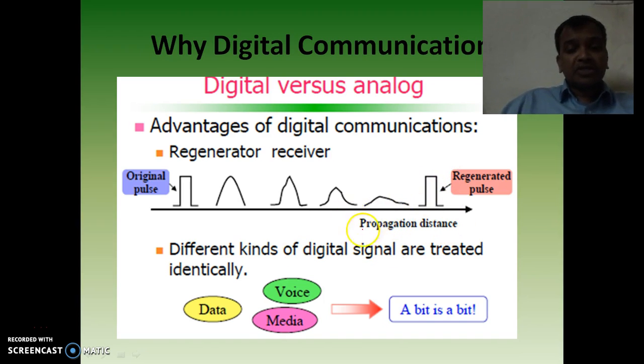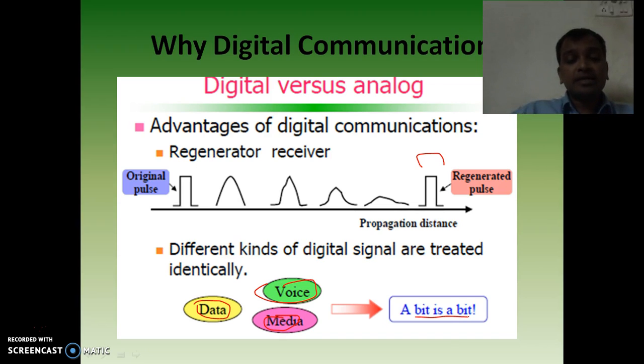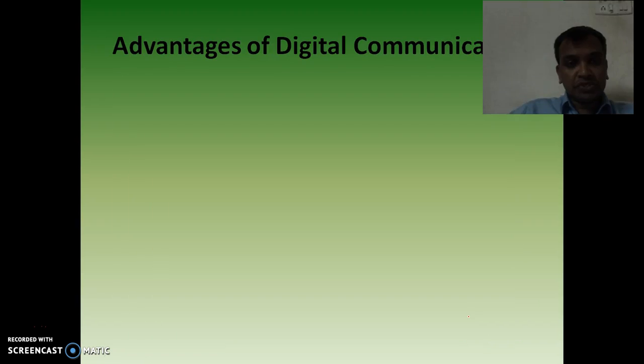And in the case of digital communication, every different baseband signal, like here we have the voice, media, that could be image, video, anything, and text considered as data, can be considered as only bit and bit. That is, every type of baseband signal is considered to be digital, that is, it is represented in terms of ones and zeros.